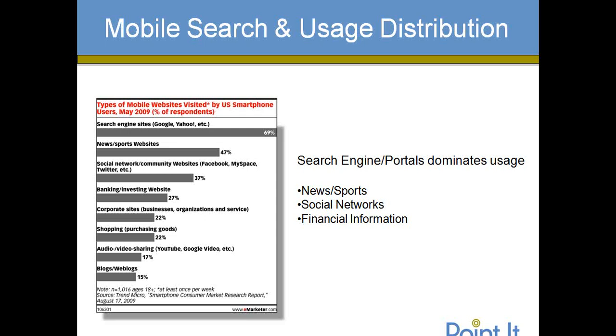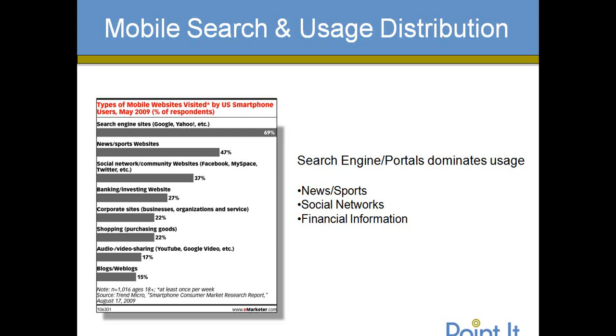69% of users go immediately to search engine sites like Google and Yahoo. And we expect this, right? We're constantly searching for information, and this is one of the big draws for search marketing and online marketing. We see a lot of people who are also using news and sports websites. A heavy amount of news websites get sent to iPhones and Android devices every single day.